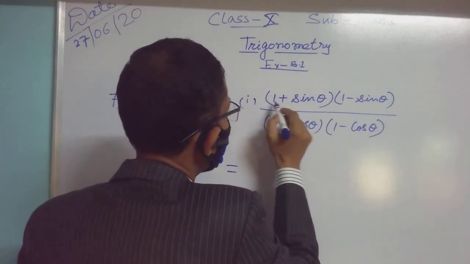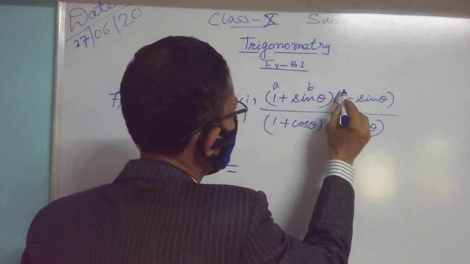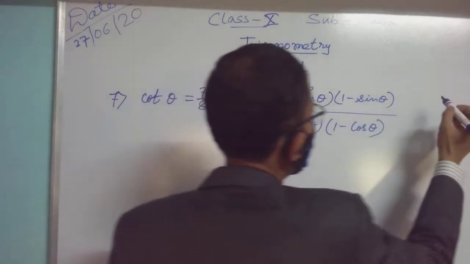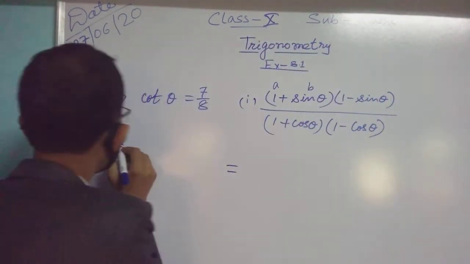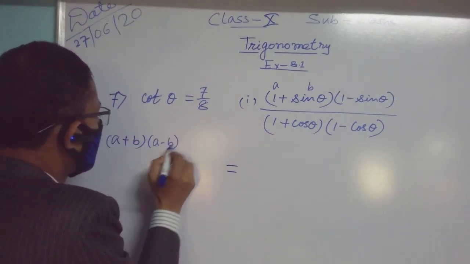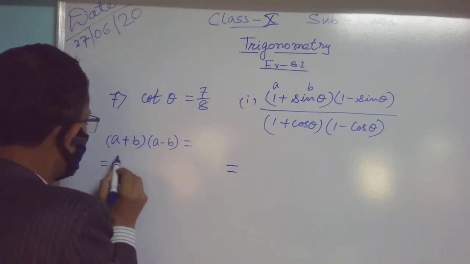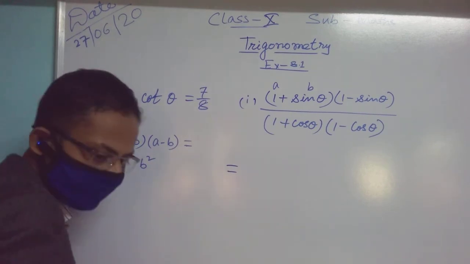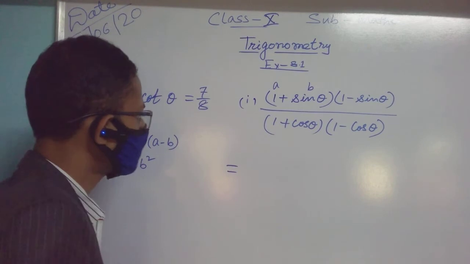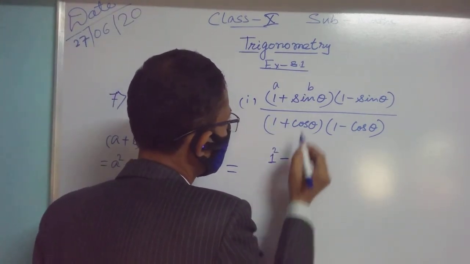This is like 1 is A and sin theta is B. So A plus B into A minus B. What is the relation? What does that relation say? A plus B into A minus B is equal to A square minus B square. So you will apply this identity here. So it will become A square, that is 1 square minus sine square theta.